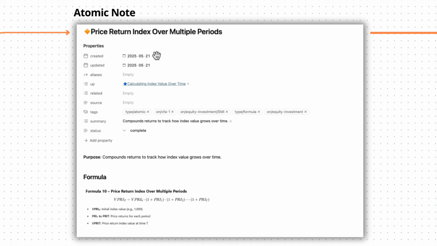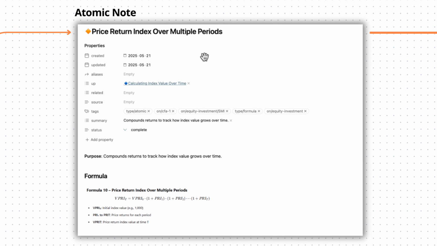And the example that we use out of the CFA 1 example is price return index over multiple periods. And here we have a definition, compound returns to track how index value grows over time, and we have the formula. This is one idea that relates to price return index over multiple periods. Now you might ask, what is a topic note?